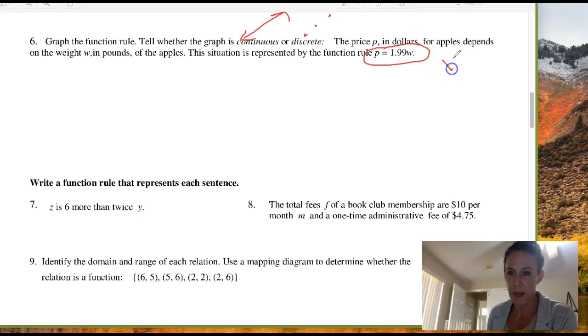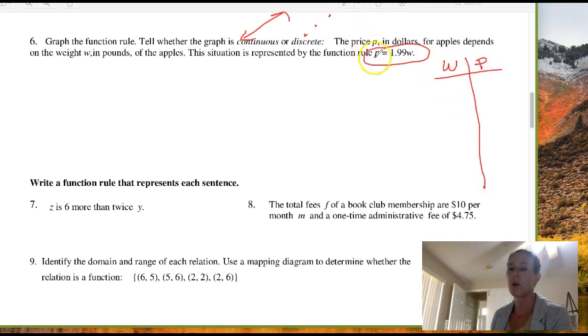So let's make an XY chart. Or I was just kidding, let's not do XY. Let's do P and W for pounds, or price and weight. So let's go weight for our X value, and our price would be our Y value.